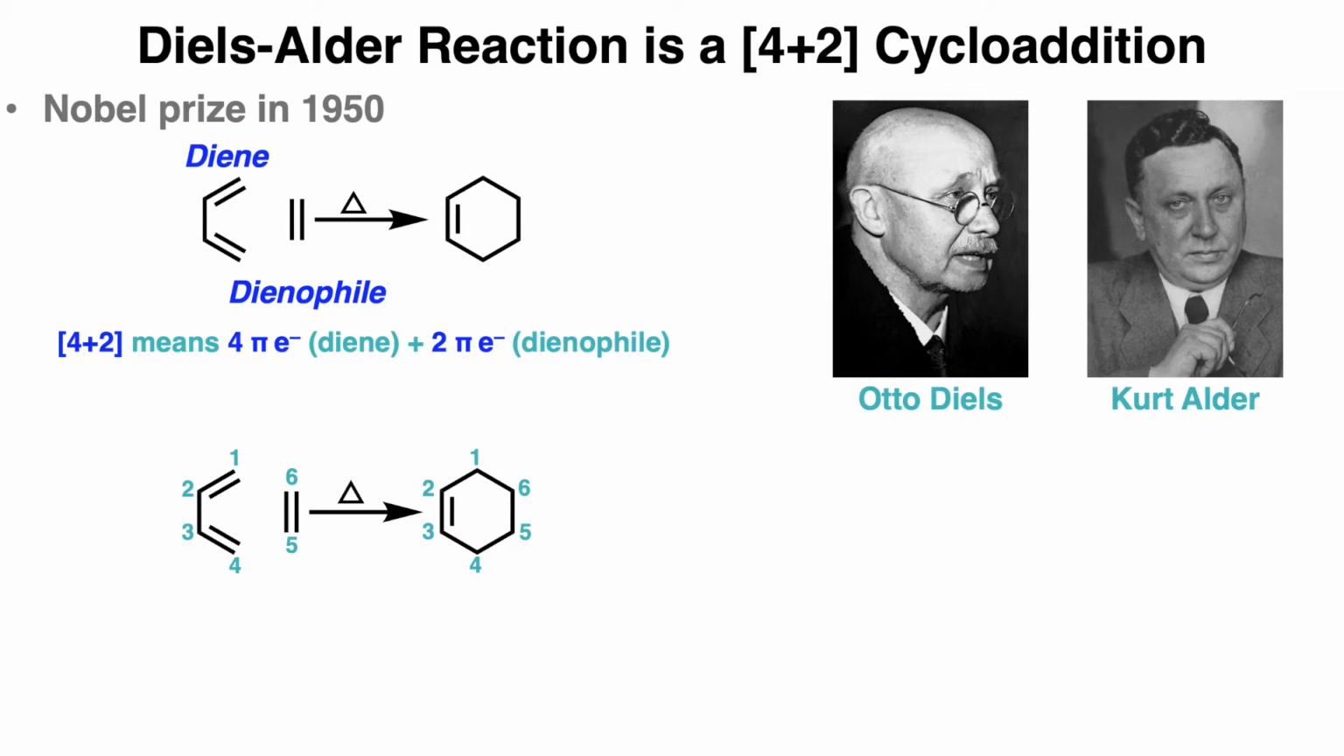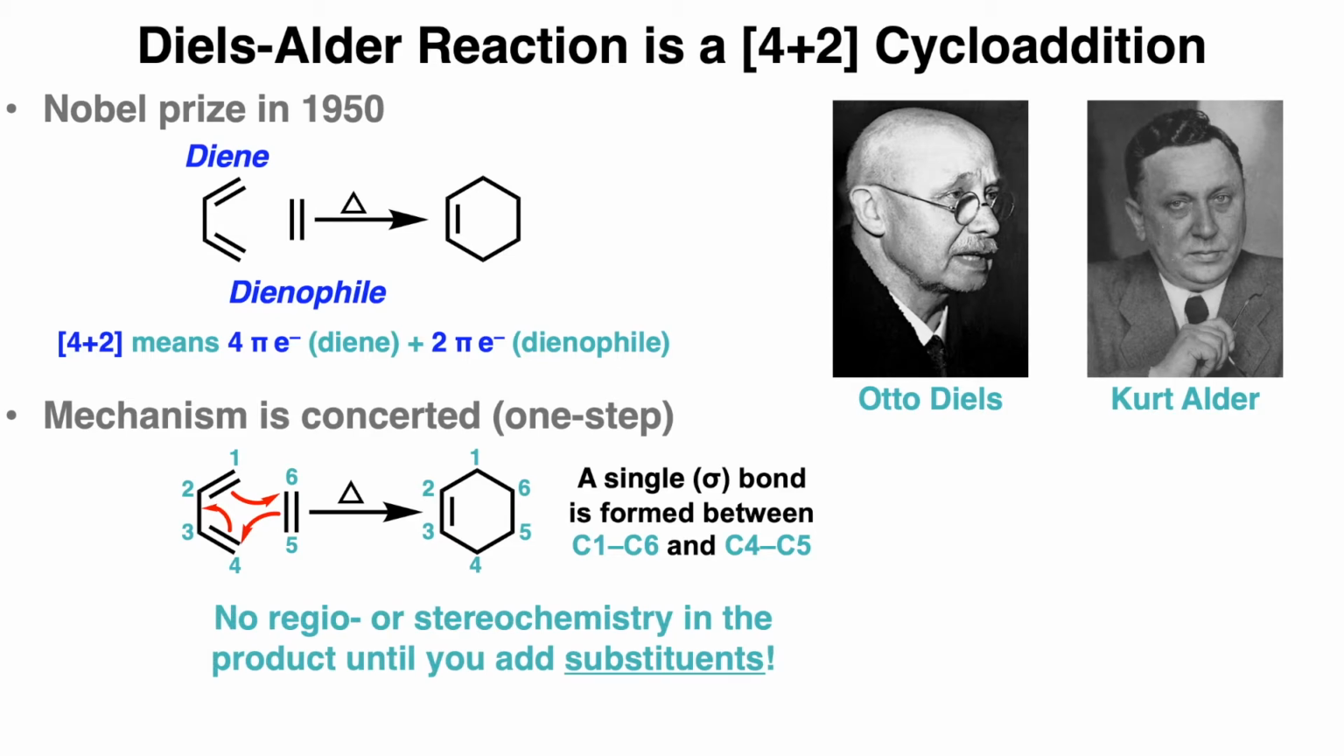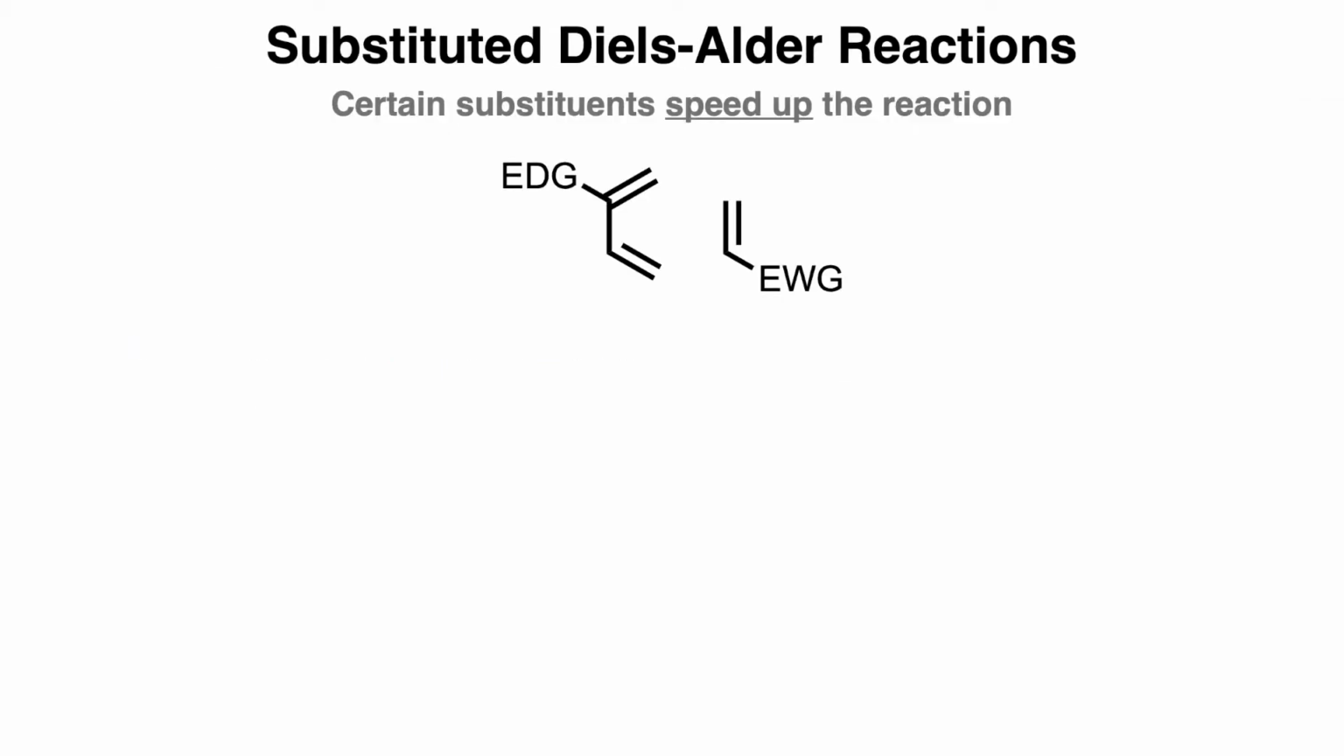The Diels-Alder mechanism is concerted or one step, and all 6 pi electrons move around in a closed loop where single or sigma bonds are formed between C1 and C6, as well as C4 and C5. And note that there is no regio or stereochemistry in the product until you add substituents to either the diene and or the dienophile. Certain substituents can speed up a Diels-Alder reaction.